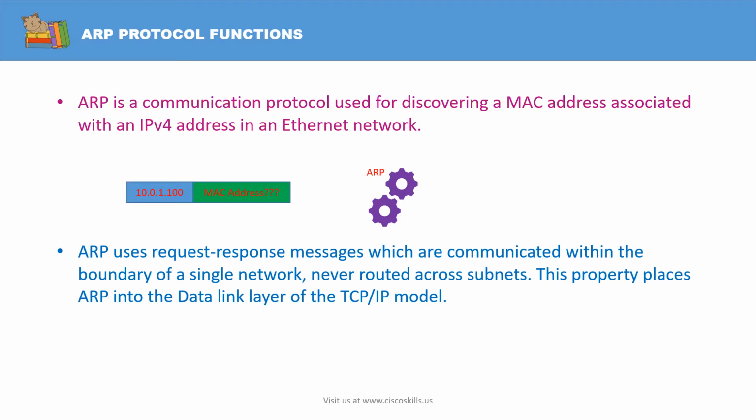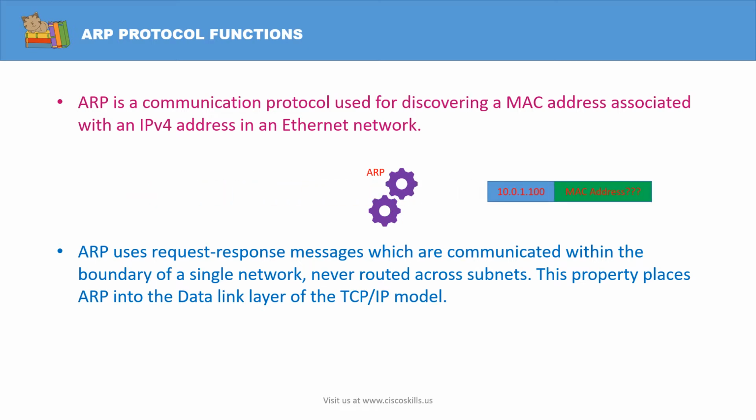ARP is a communication protocol used for discovering a MAC address associated with an IPv4 address in an Ethernet network. As you can see, at the beginning, the host doesn't know the MAC address associated with this IP address, so it uses the ARP protocol, and the ARP protocol helps it find this MAC address associated with this IP address.